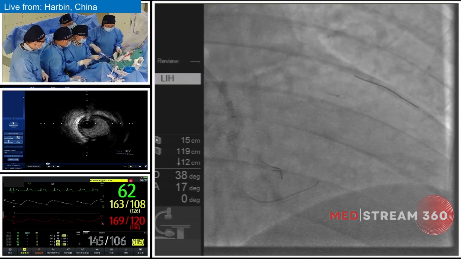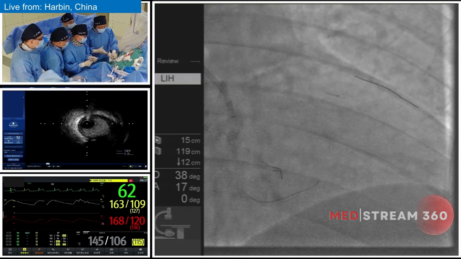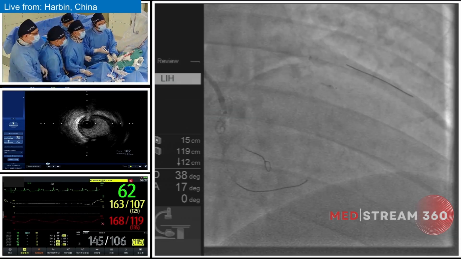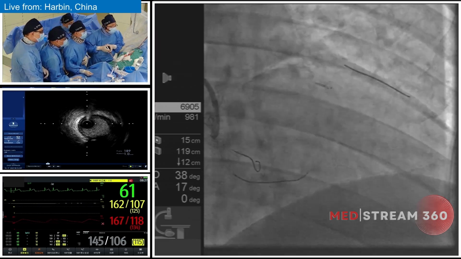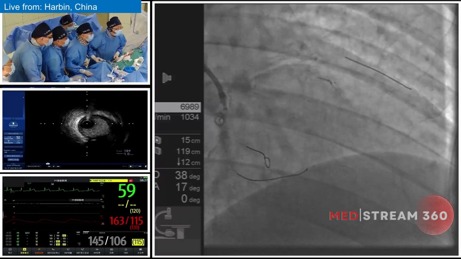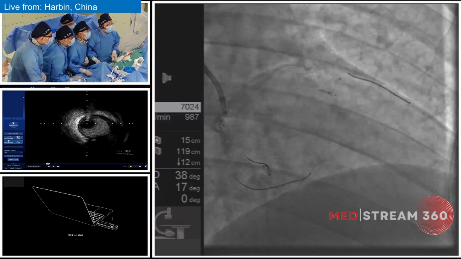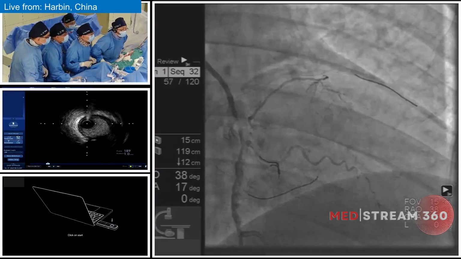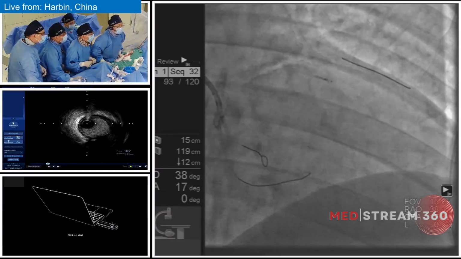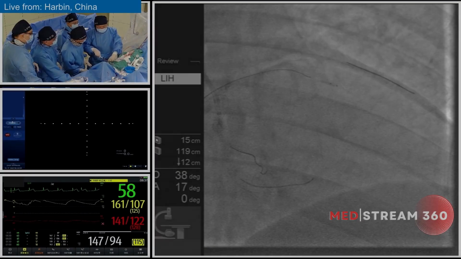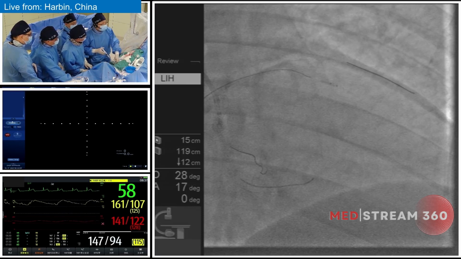At that time, I think we should also make a contralateral angiogram to make sure where the direction of the true lumen is. Not very clear. We use a contralateral angiogram to recheck the position.